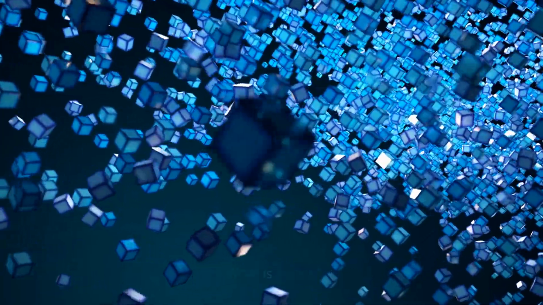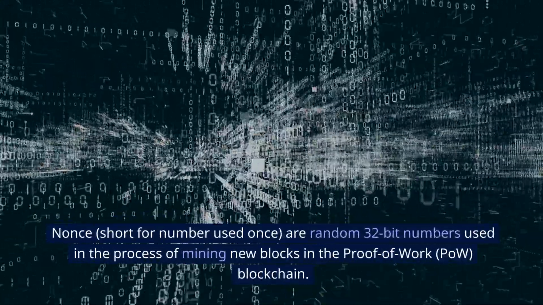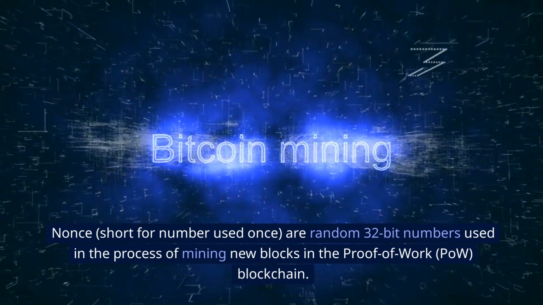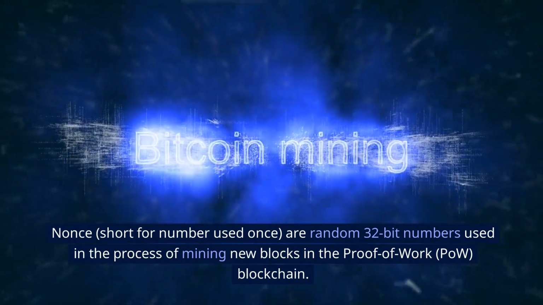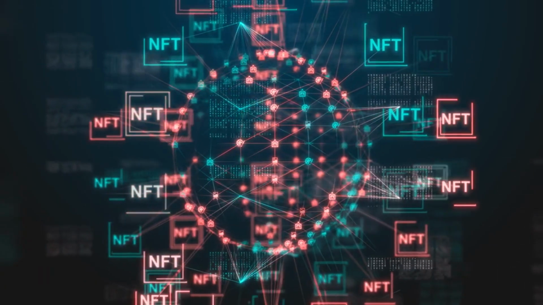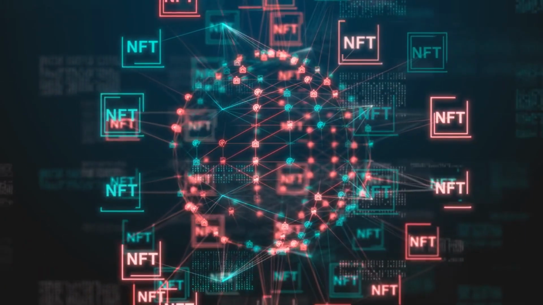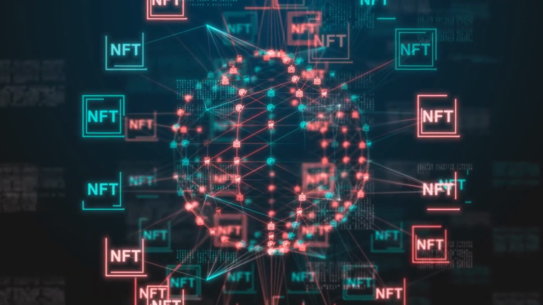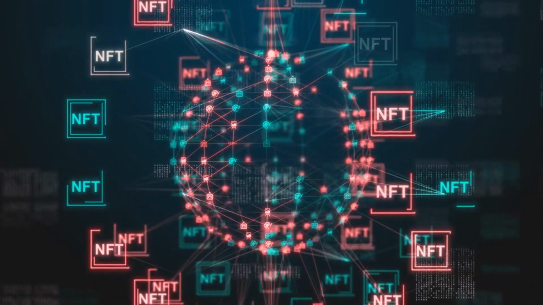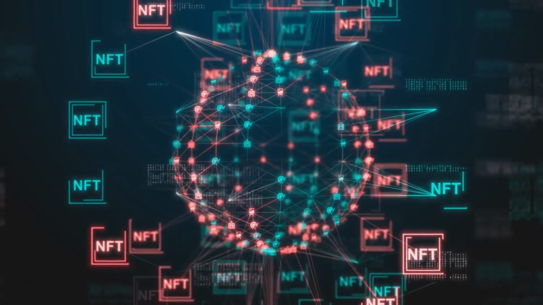What is nonce? Nonce, short for number used once, are random 32-bit numbers used in the process of mining new blocks in the proof of work, POW, blockchain. Each block has a different nonce value, and miners must find a valid nonce number to create a new block. In return, they will receive a block reward in the form of the blockchain's native token.